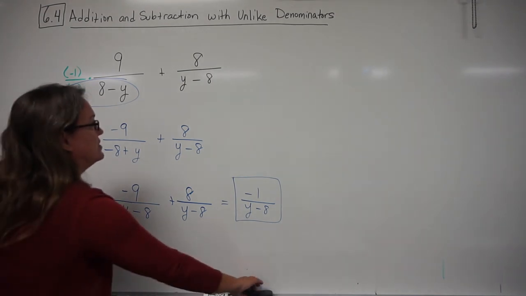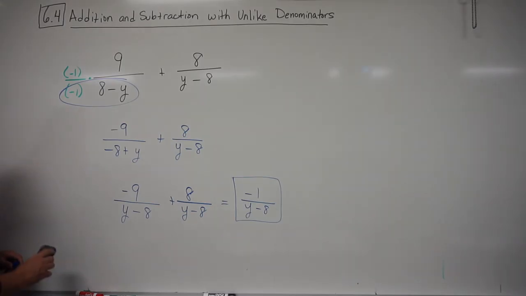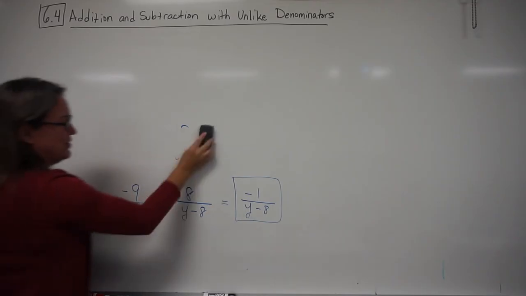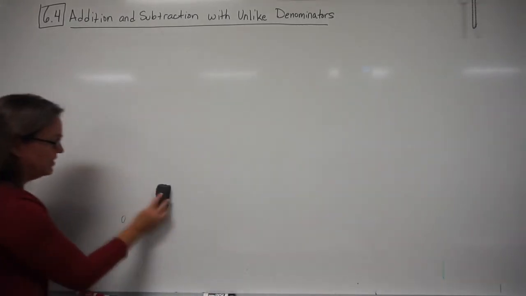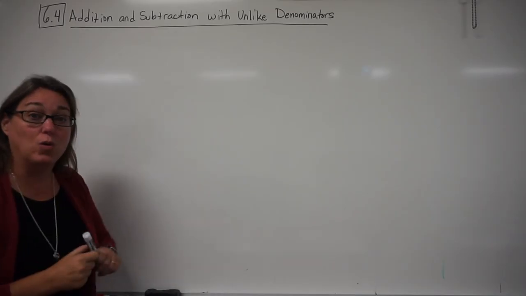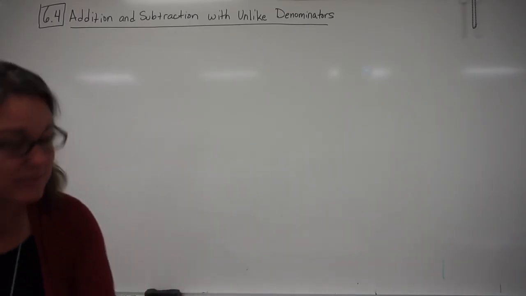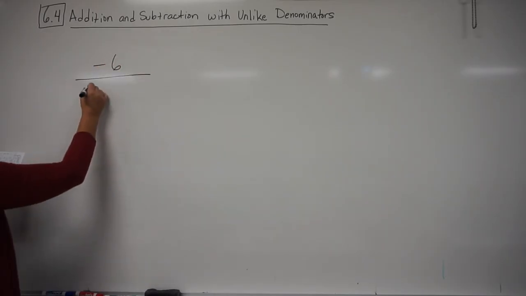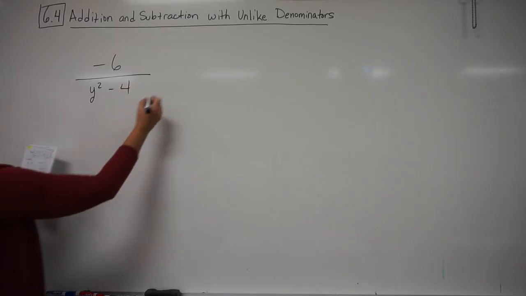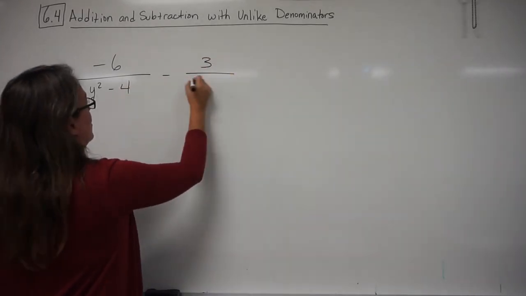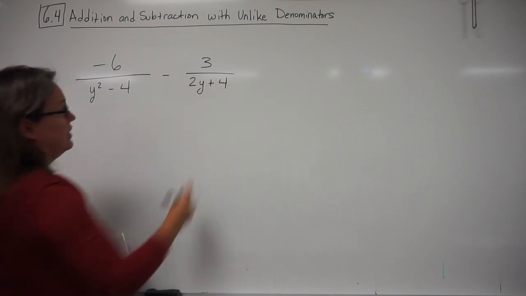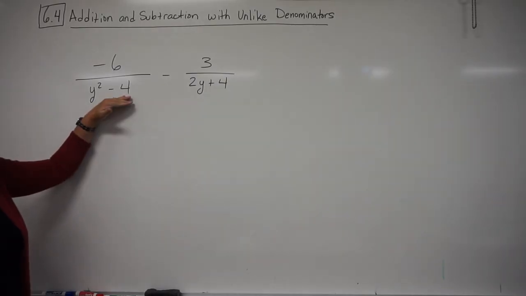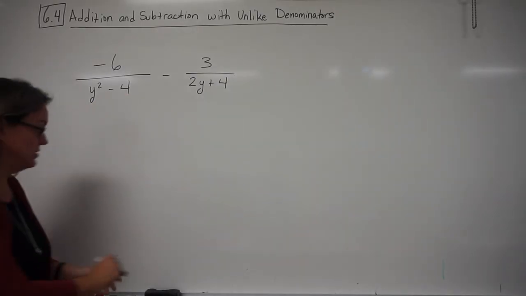So 2 more examples of increasing difficulty. So fasten your seatbelts. But also, like I said, what you might want to do is pause the video and see if you can take the first step on your own to try to judge where you're at. So this next one is negative 6 over y squared minus 4 minus 3 over 2y plus 4. Again, we have a situation where we can't just eyeball it this time and see what our common denominator is.